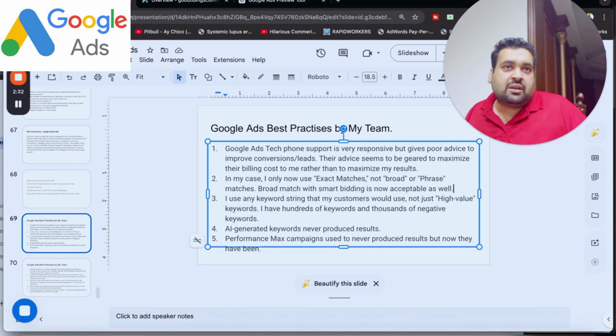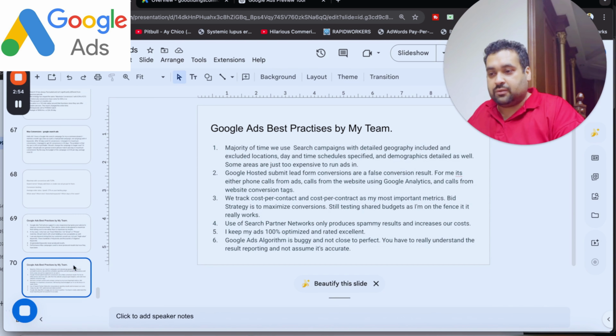And Performance Max campaigns, we know when it started, it wasn't producing results. We were like, no, it's just a waste of time. But over time, when the technology has evolved, I think now Performance Max also works well. So when it started, my opinion was no, Performance Max doesn't work well, but now I can say that yeah, it does work well as well.